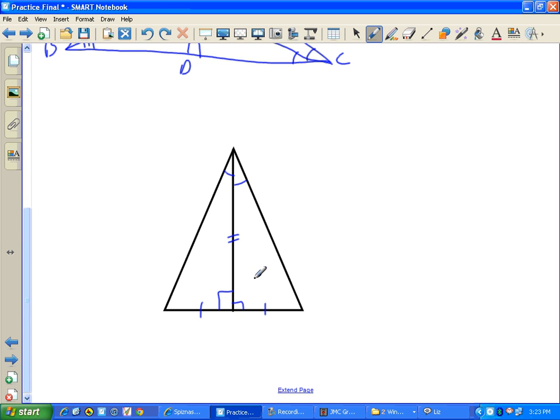Number 12. The angle bisectors of a triangle always intersect inside the triangle. Actually, I've got something that'll show us this pretty easily. Give me 1 second, I'll bring it up.